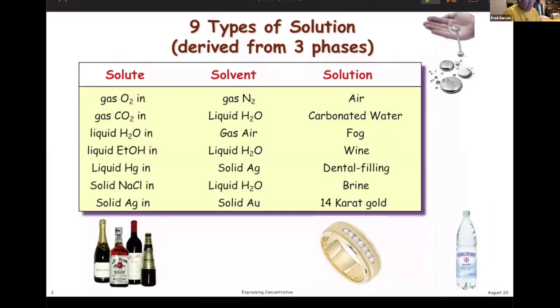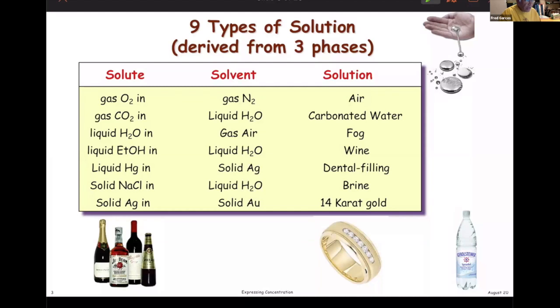Anyway, solutions generally have 2 components. Together it's called the solution, but the solution that you know, like salt water, solid sodium chloride in water, is just one of 9 possibilities. You can actually have a gas in a gas, like air. That's a solution. The minor component is oxygen, the major component is nitrogen, and of course there are a lot of other impurities in there. You could have an alcoholic beverage, ethanol in water.